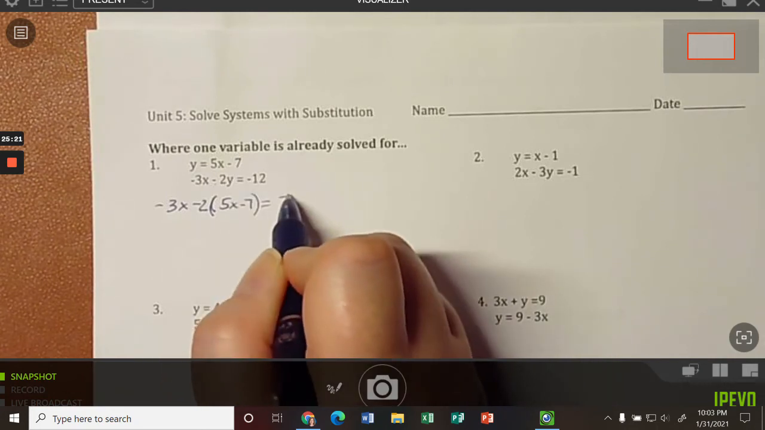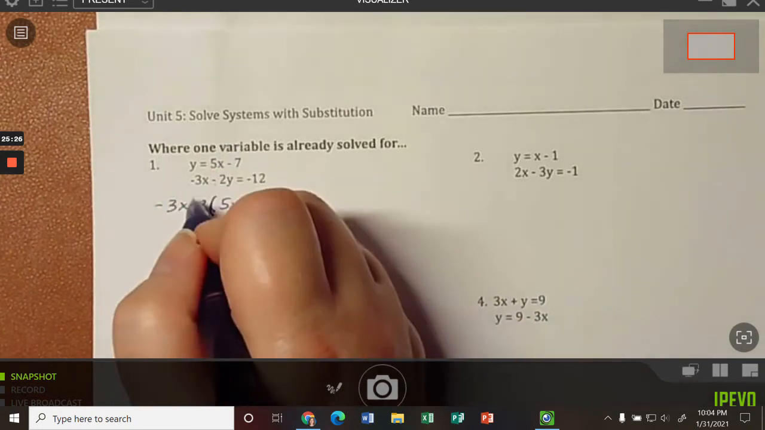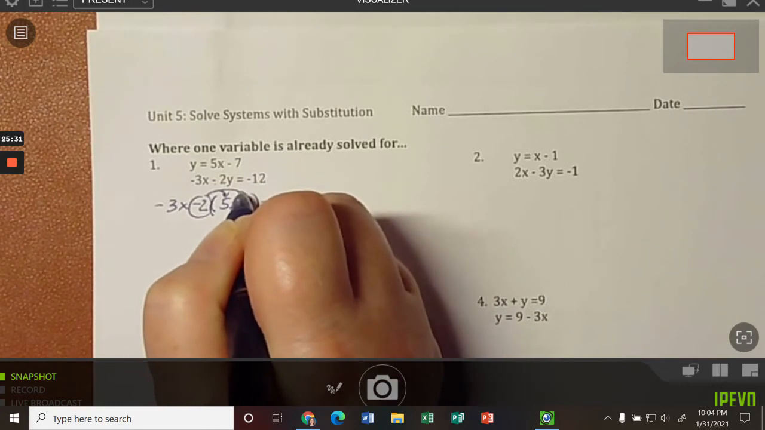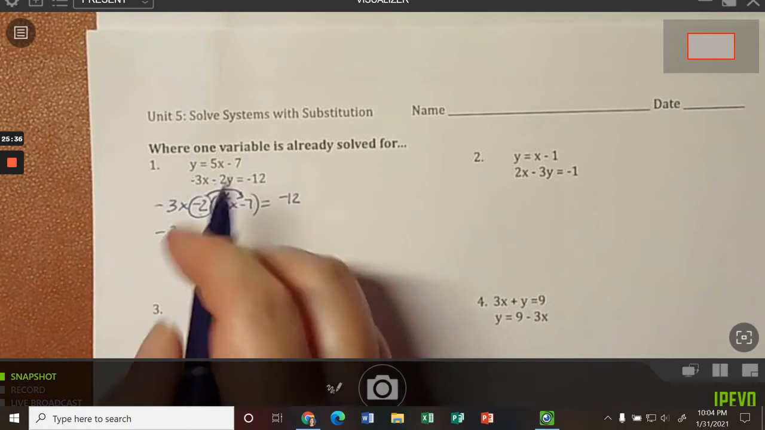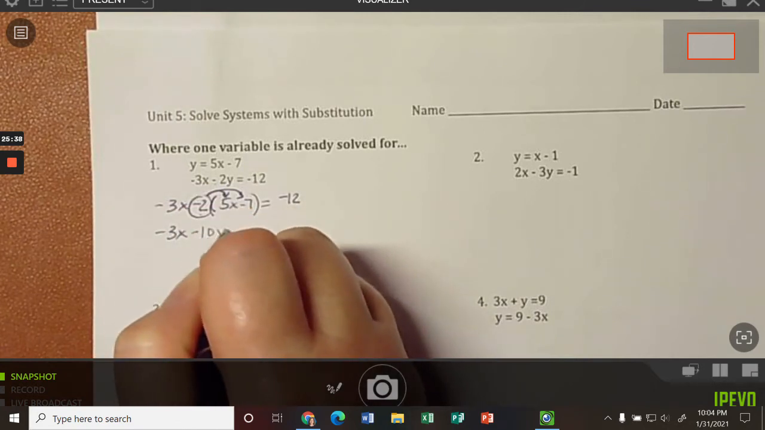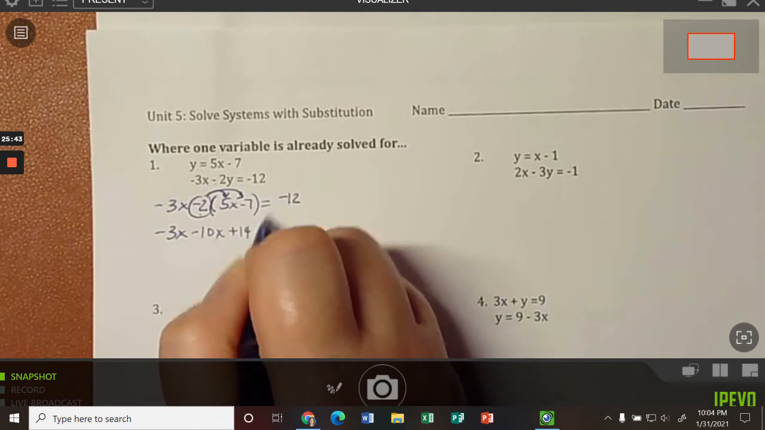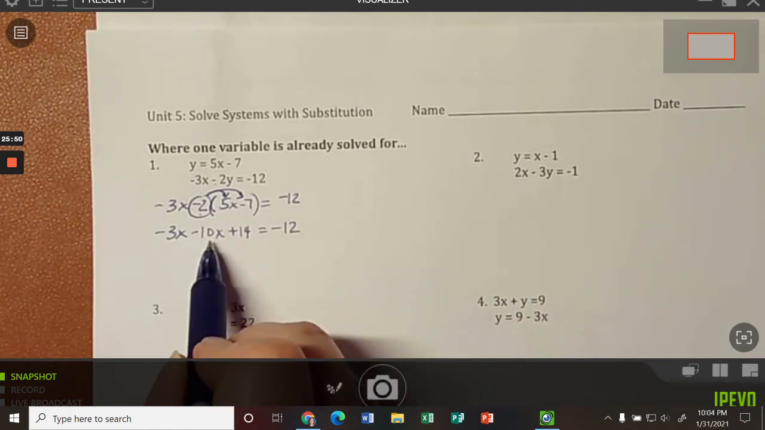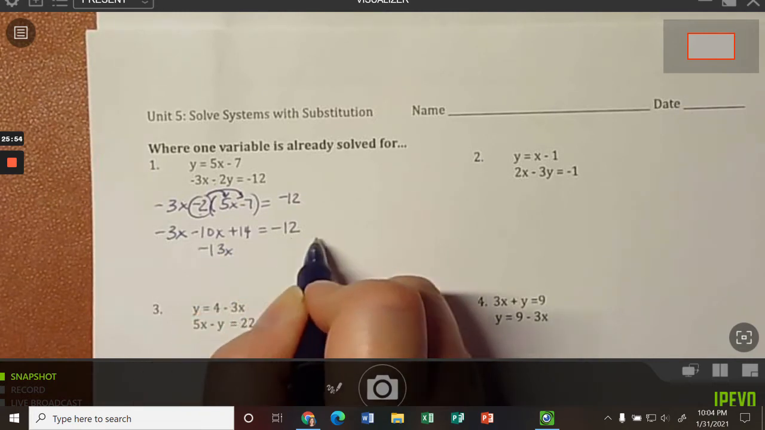Then bring down the equals, -12. So now we are going to carefully distribute this -2 over the quantity 5x minus 7. So we will now have -3x. -2 times positive 5x is minus 10x, and then -2 times -7 is plus 14, and then bring down the equals, -12. Okay, so then we will combine like terms. -3x minus 10x is -13x. Bring down the plus 14 equals -12.